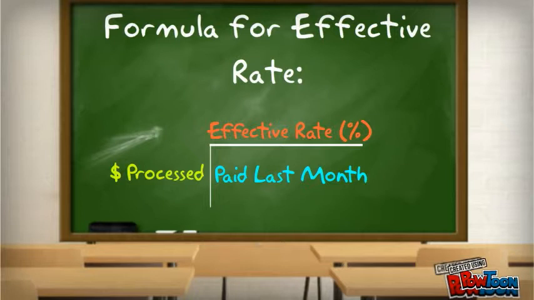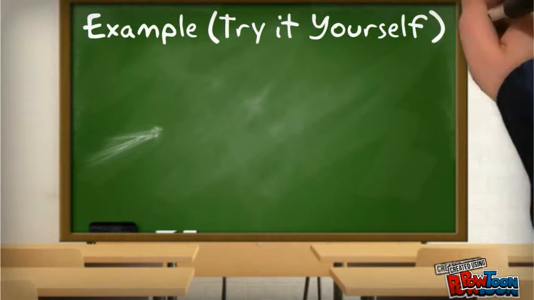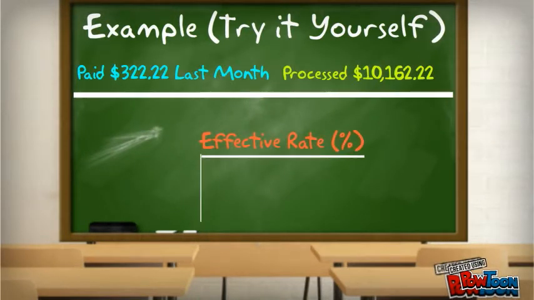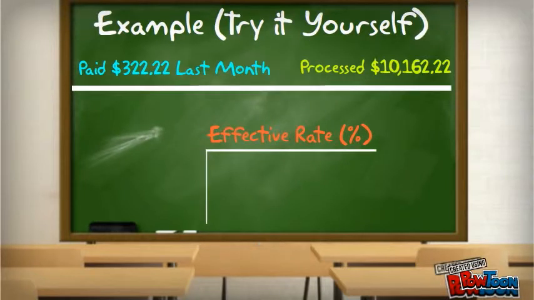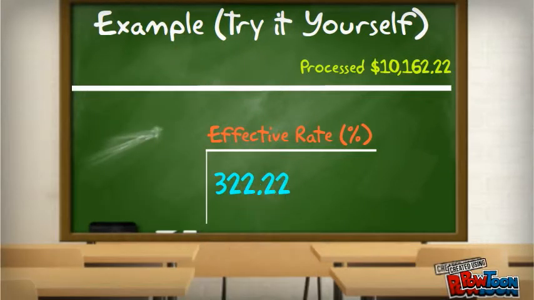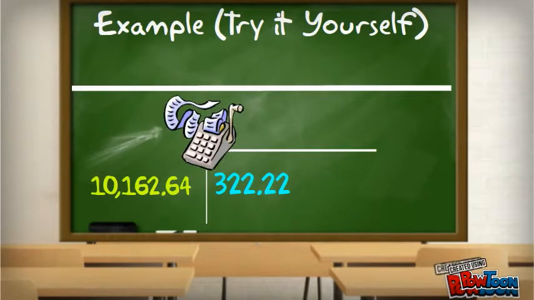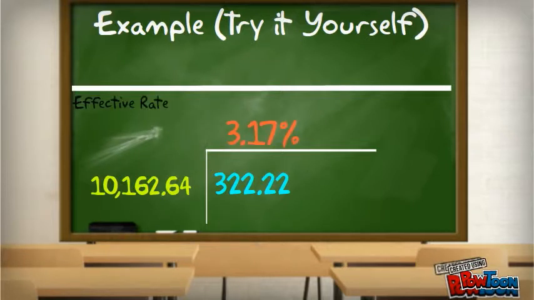Let's do an example. You try. Last month, $322 was paid out by the merchant for $10,162 in card transactions. The easiest way to do this is to take the smaller number, the amount paid by the merchant, and divide it by the bigger number, which is the amount processed. Little number divided by bigger number. Now do the math. Move the decimal point 2 spaces over to get a percentage. In this case, the answer is 3.17%. That's the effective rate. So what have we learned?